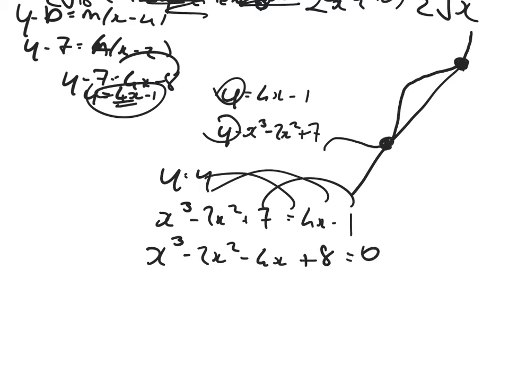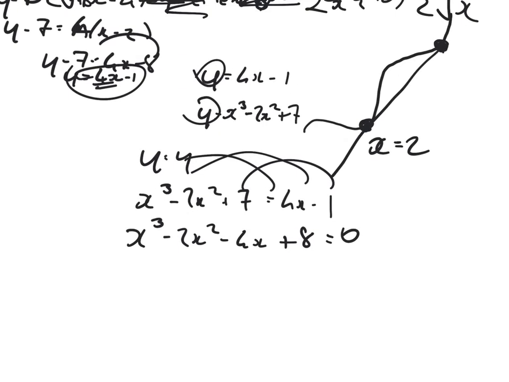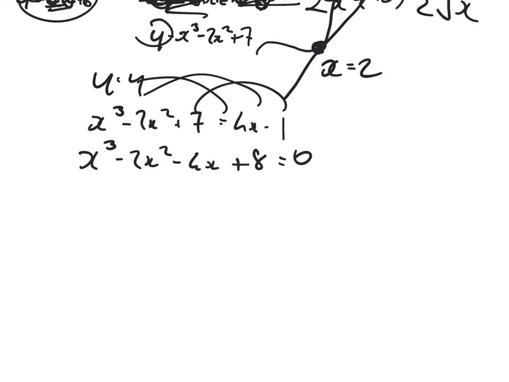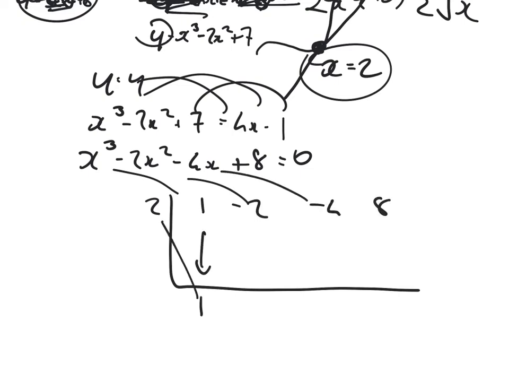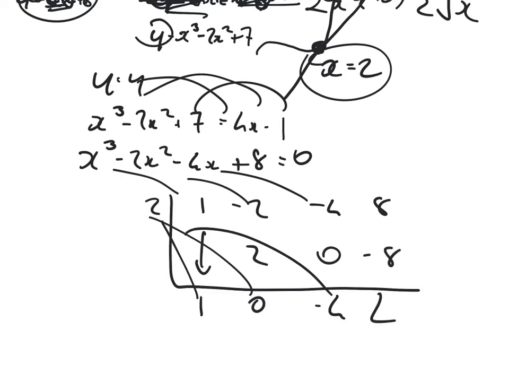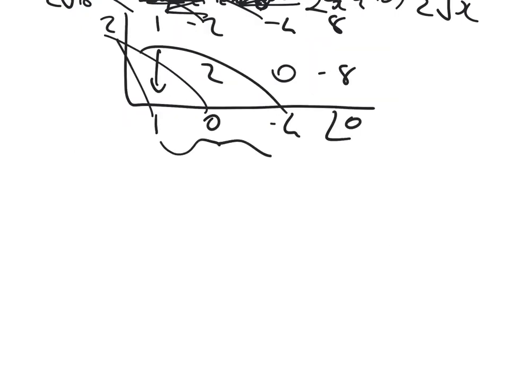Now we already know that there's a point of contact at x equals 2. So this is now verged into polynomial area. Okay, so I'm going to do synthetic division, and I should find the x equals 2 works. So 1, minus 2, minus 4 and 8, drop the 1 down. 1 times 2 is 2, minus 2 take away 2 is 0. 0 times 2 is 0, 0 minus 4 is minus 4, and minus 4 times 2 is minus 8. And that will now give me x squared minus 4.